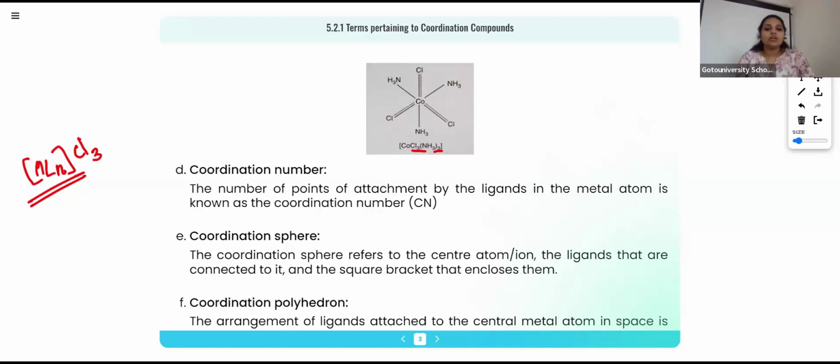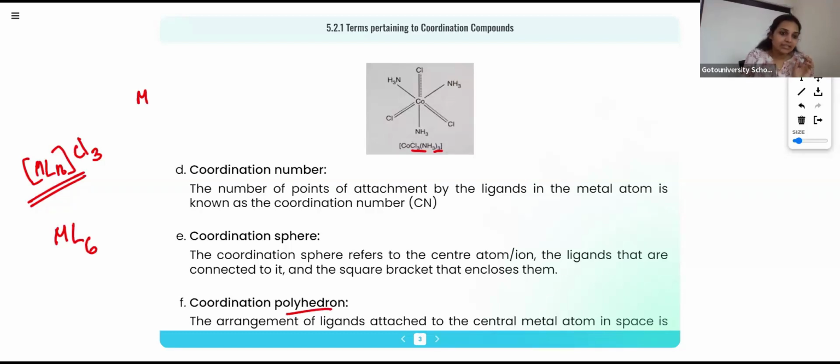Next one, coordination polyhedron. Suppose I am taking a coordination compound, M is the metal, L is the ligand, which is surrounded by 6 ligands. So these 6 ligands can be arranged around the metal atom in a special geometrical manner. So the complete geometry we are getting is called coordination polyhedron.